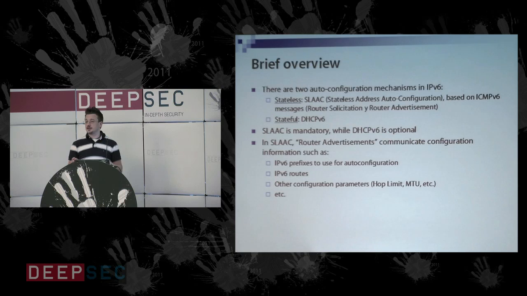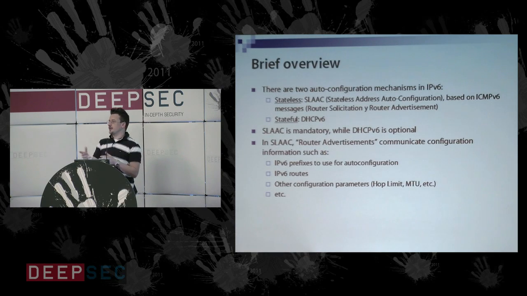version 6 messages. Essentially, the way in which SLAAC works is that when you connect the host to the network, it sends a request to any router that might be connected to the same network, and it gets all the configuration information in an ICMP message. So these router advertisements, the messages that you get from the routers, contain all sorts of configuration information, such as prefixes, routes, and some network parameters such as hop limit, MTUs, and so on.